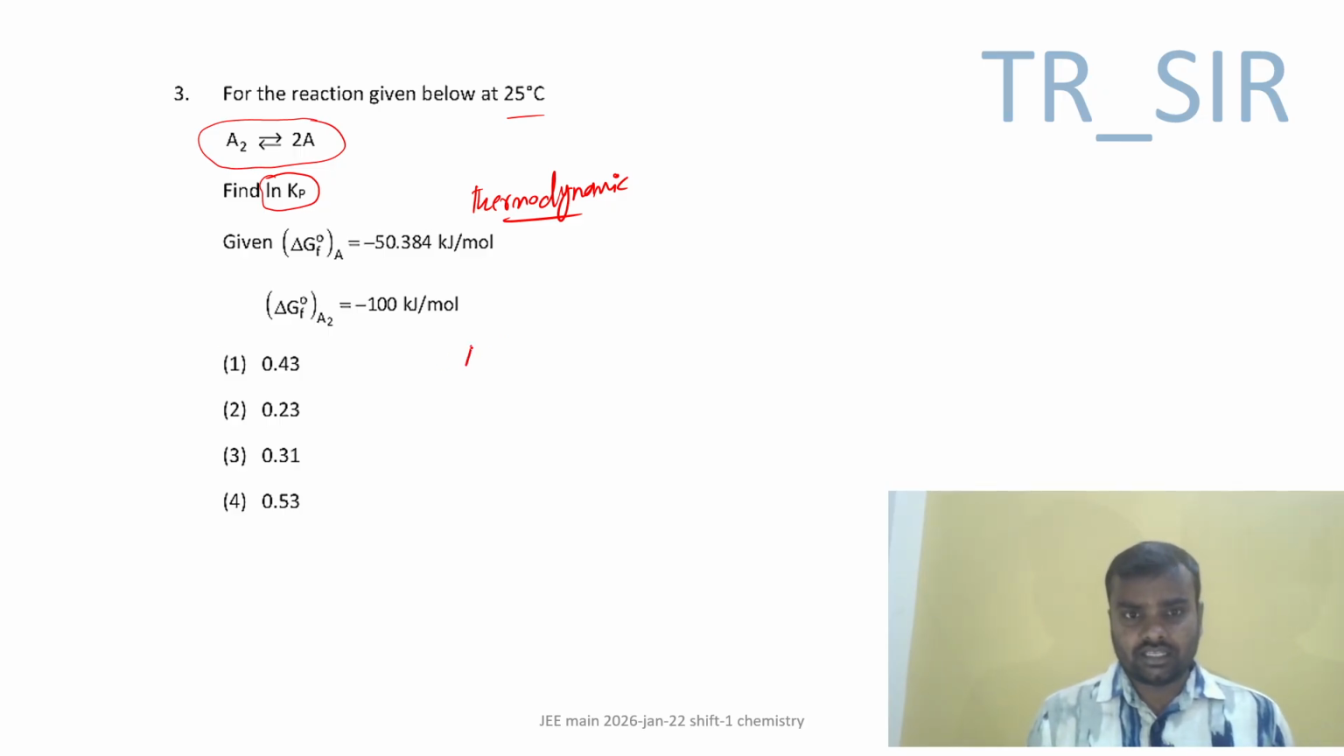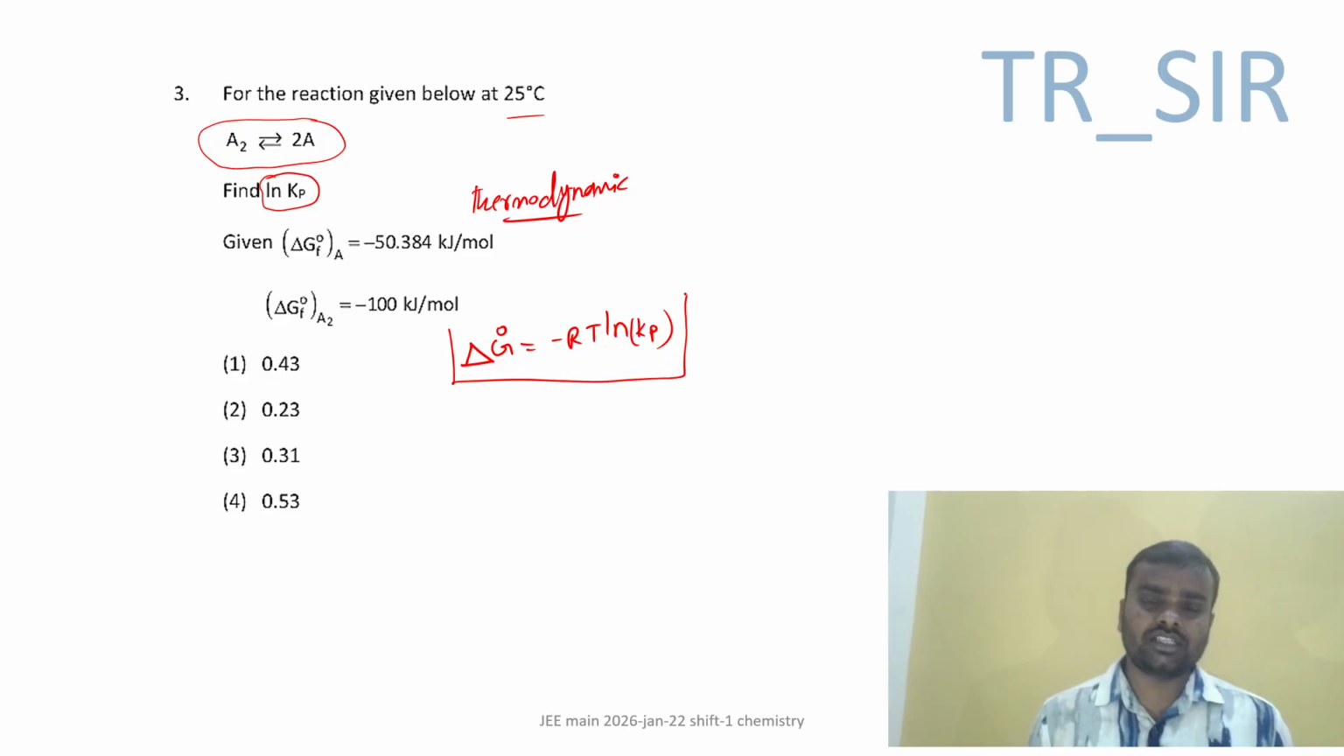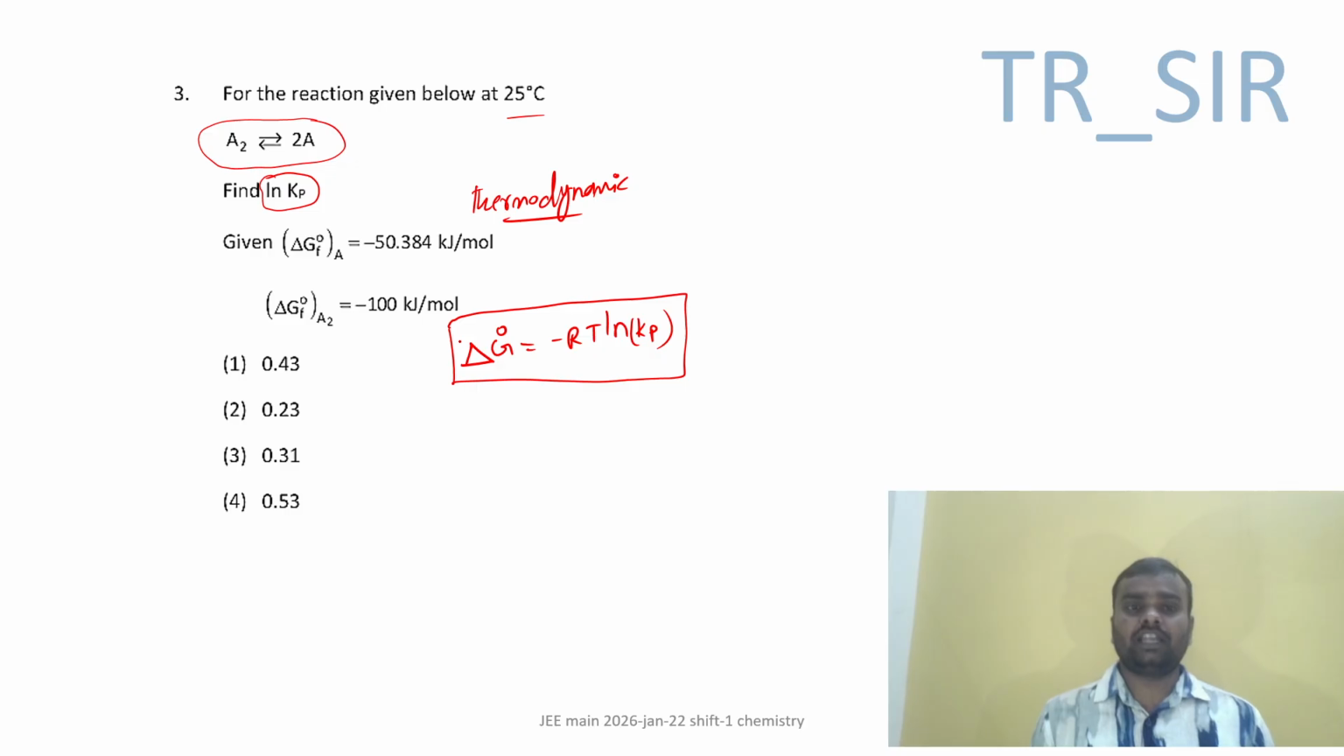Let us look here. We have this relation: del G naught is equal to minus RT ln Kp. This is the one formula we have to use in this condition, but del G naught is not given directly. We have to find del G naught from the equation. So del G naught is equal to del G naught of product minus del G naught of reactant.